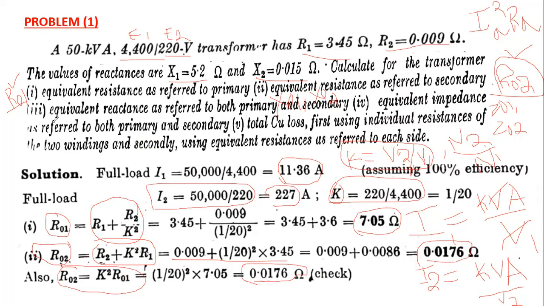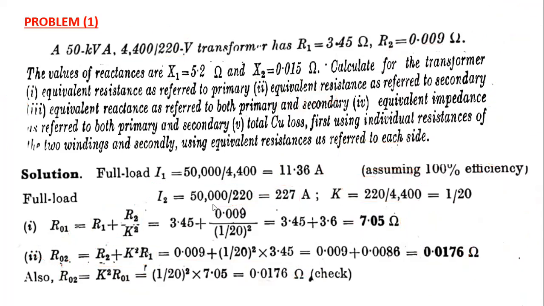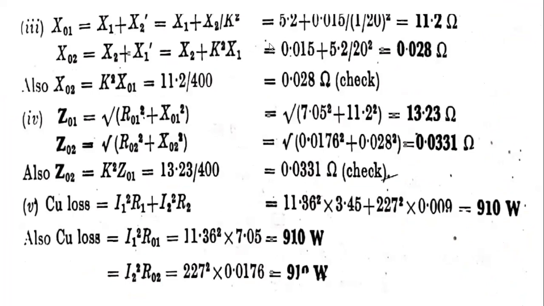Next, we calculate the third part, that is the equivalent reactance as referred to both primary and secondary, X01 and X02. What is the formula for X01? The equivalent reactance referred to primary is X01, which is equal to X1 plus X2 dash, where X2 dash is X2 by K square.